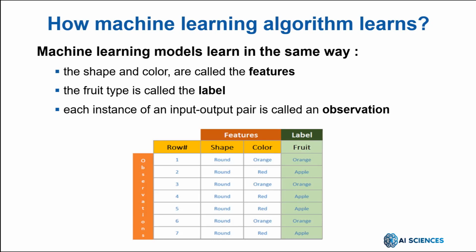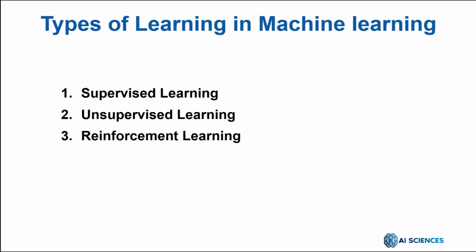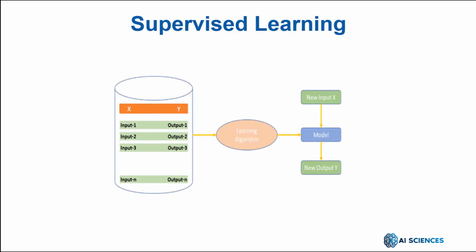So depending on the features and labels entered to a machine learning algorithm, learning is classified into three main categories: supervised learning, unsupervised learning, and reinforcement learning. We also have semi-supervised and instance-based learning, but in this lesson, we're just going to focus on the main three learning types.